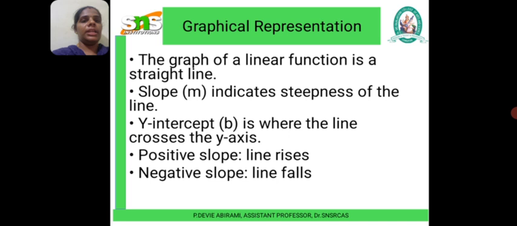Here the slope indicates the steepness of the line, and b is where the line crosses the y-axis. A positive slope indicates the line rises. A negative slope indicates the line falls. If we are studying something like revenue or sales and the line rises, then we can tell that it is a profit case. If the line falls down, then we can claim that there is a loss in the business.